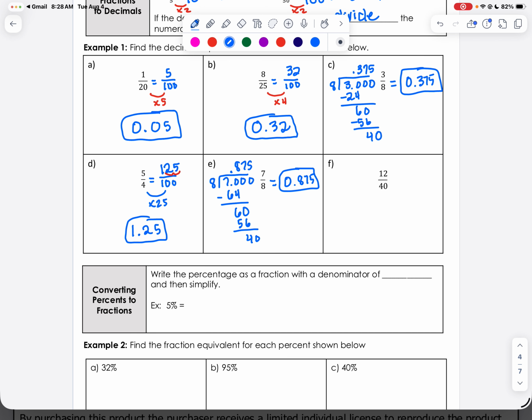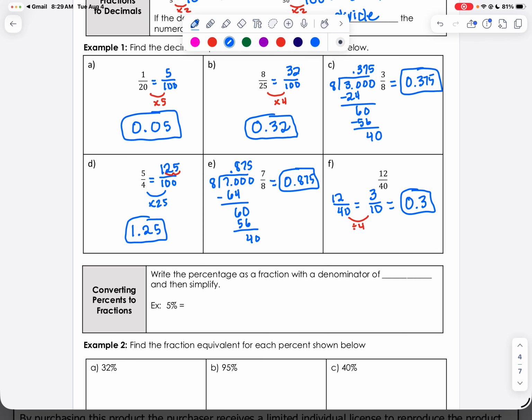All right. 12/40. Now, you may think, well, 40 does not go into 100 evenly, but we can scale it down to 10. Here's what I mean. If I have 12/40 and I wanted that denominator to be 10, I could divide by 4. So 40 divided by 4 gives me 10, and 12 divided by 4 gives me 3. So that would be 3/10 or 0.3.